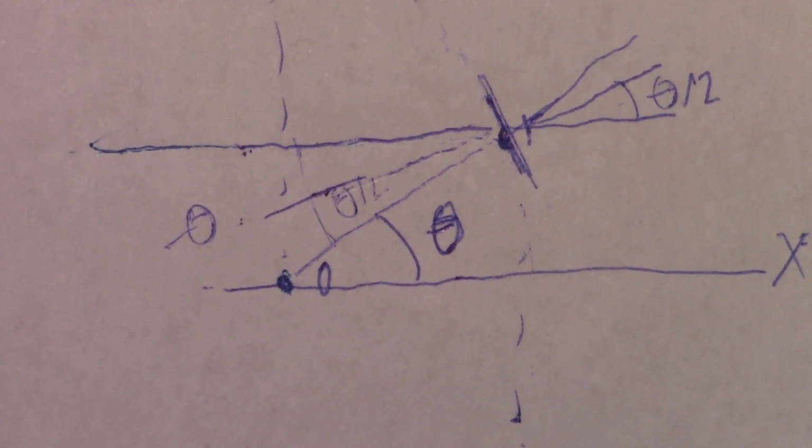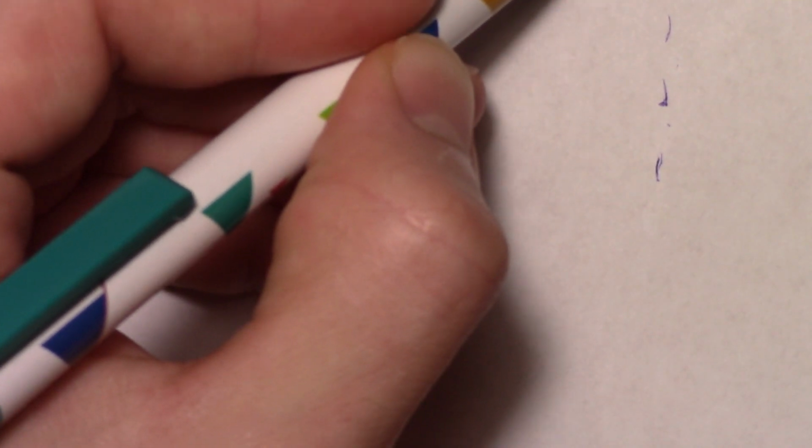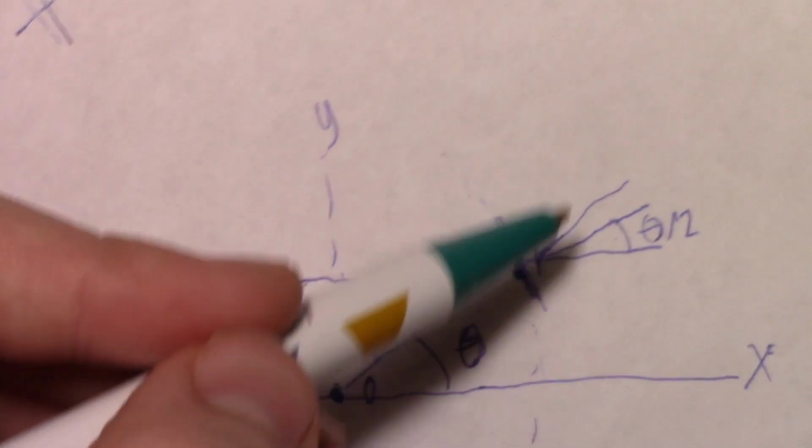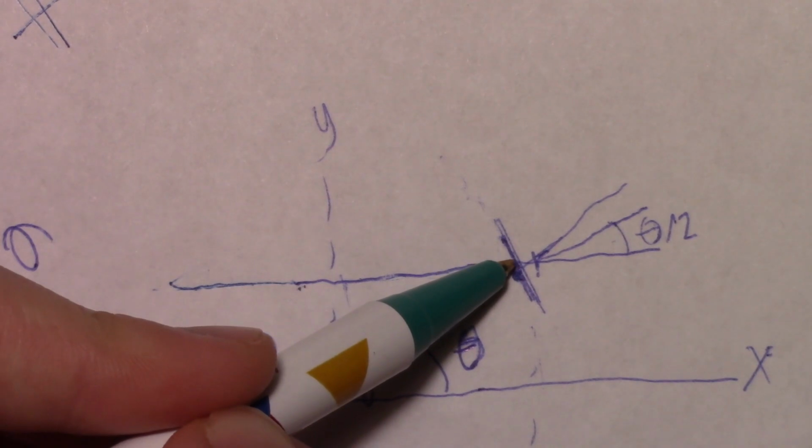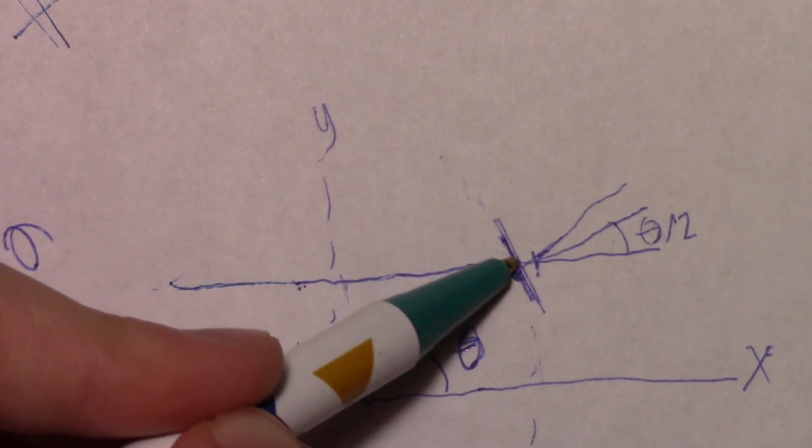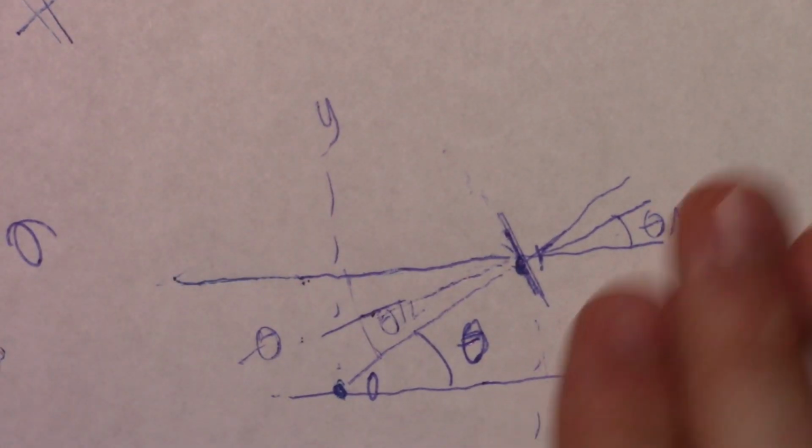So now we have to ask, I might have to redraw this whole thing again, but bigger. How does the position of this change with a small change in theta, right? Let's draw it out.